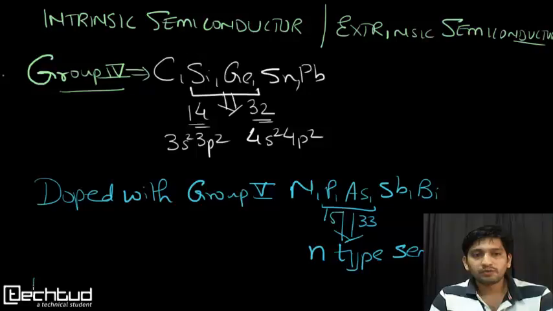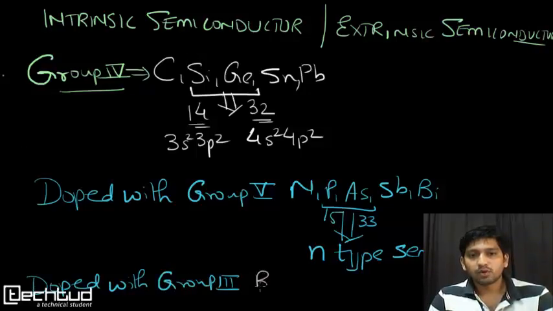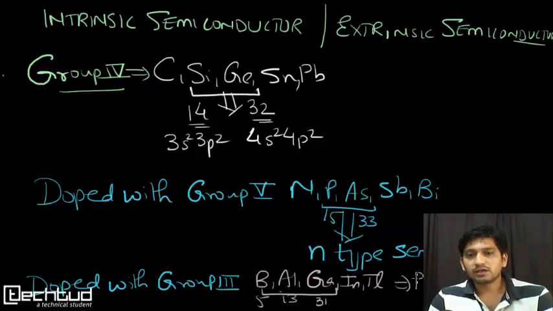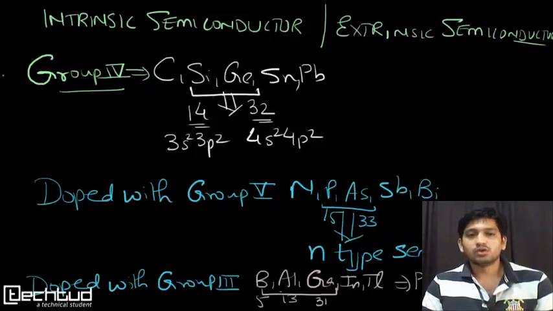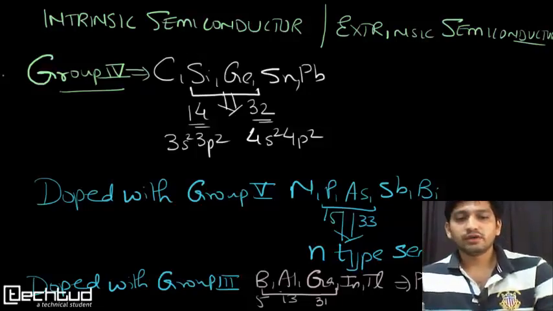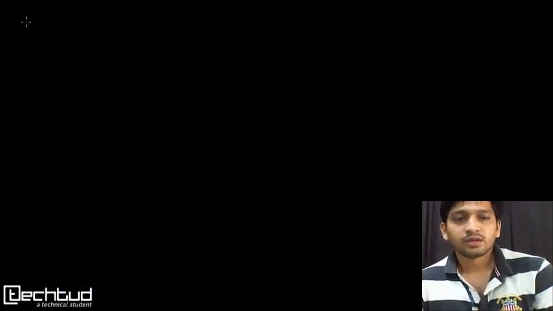And when we doped with group 3 elements, what are the group 3 elements? Boron, aluminium, gallium, indium, thallium. So when you doped with these impurities, boron is atomic number 5, then 13, 31. When you doped with this, it is termed as P-type semiconductor. So let us go with the conceptual understanding of N-type semiconductor and P-type semiconductor.